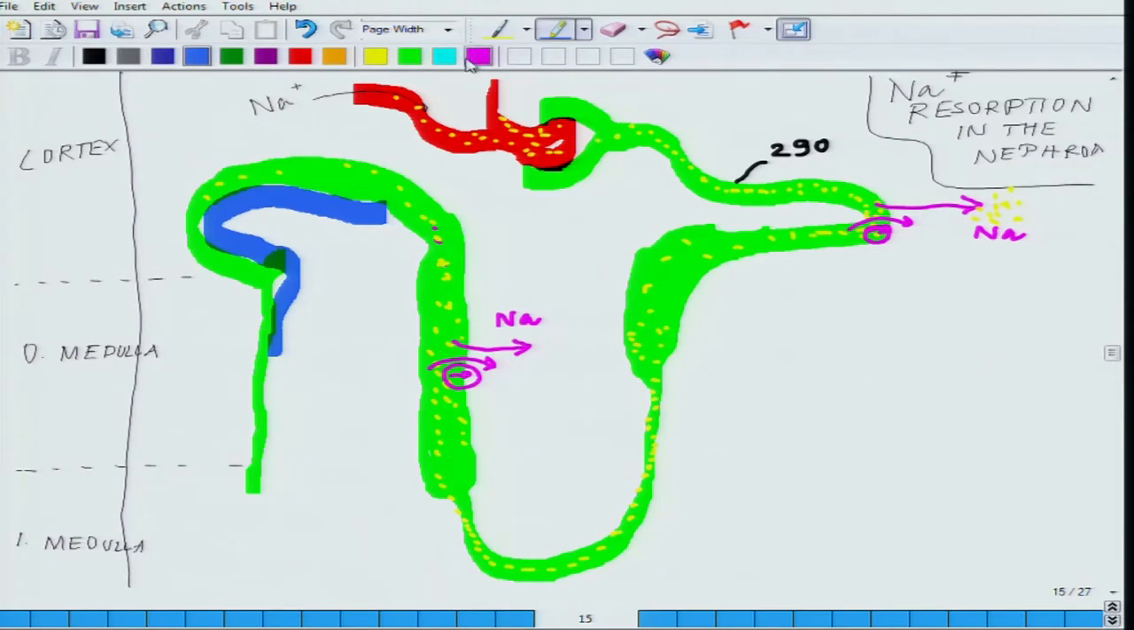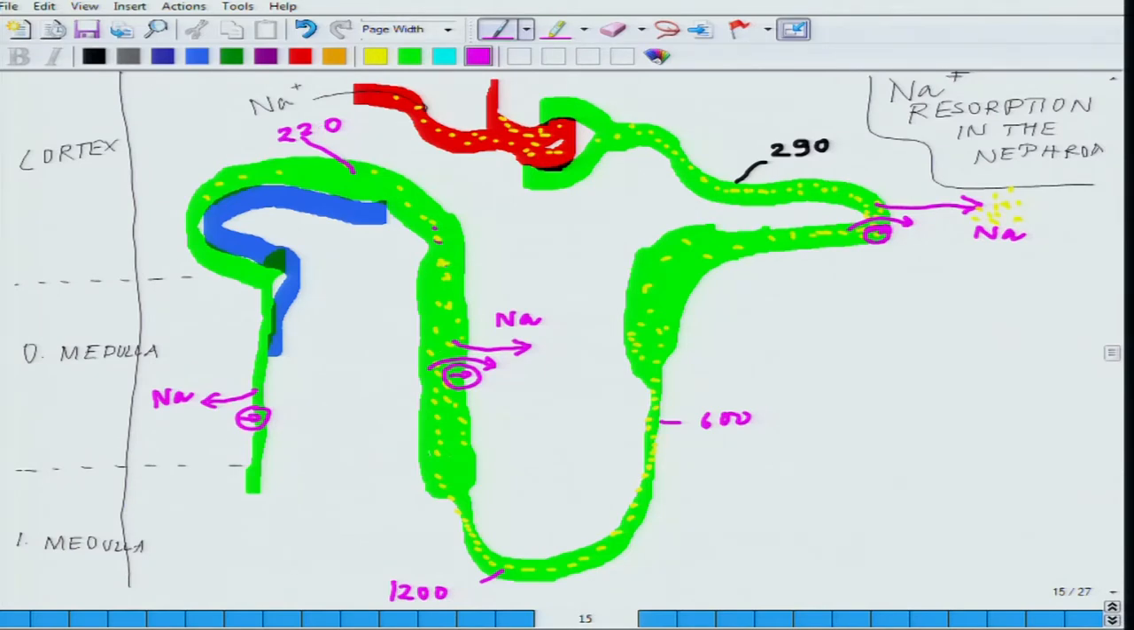And the third level of sodium absorption takes place at this point out here. Out here, the third level of energy dependent sodium absorption is taking place, the last level where sodium is being again retained by the system. And osmolarity values of sodium keeps on changing from 290, it becomes around 600 here, the maximum is here 1200, and then out here it becomes 220.